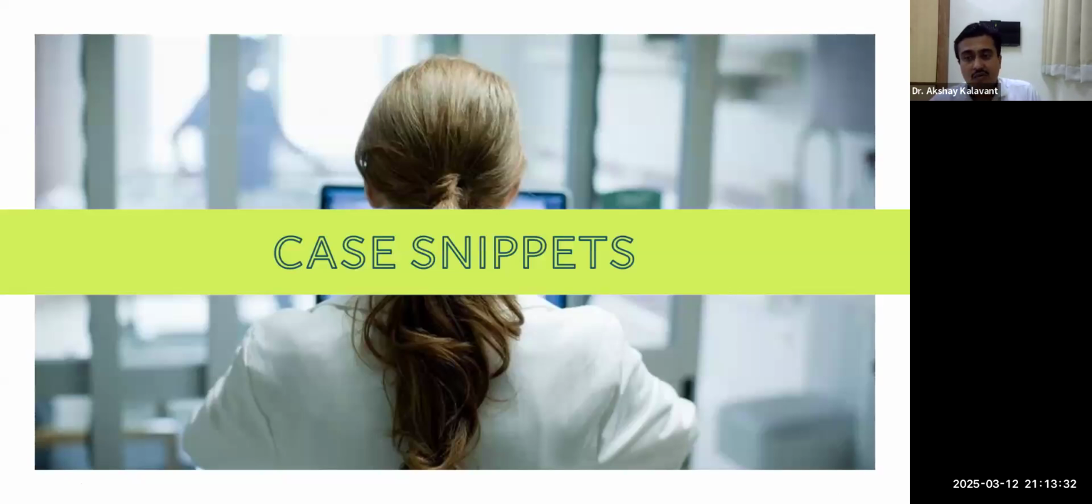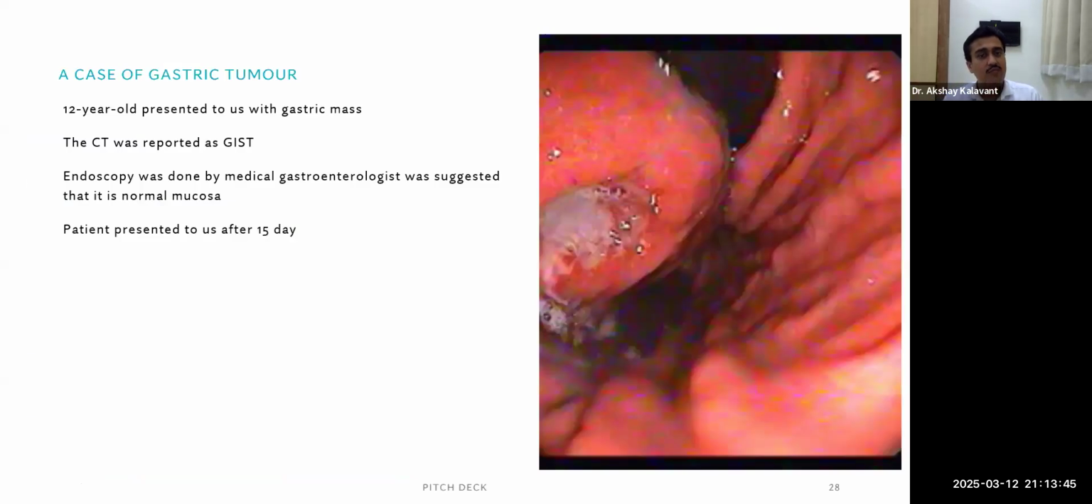Let's quickly go through the snippets. I hope I have some time now. This is just to show you that we can do certain endoscopies which are really helpful in treating our patients. Let's go one by one.